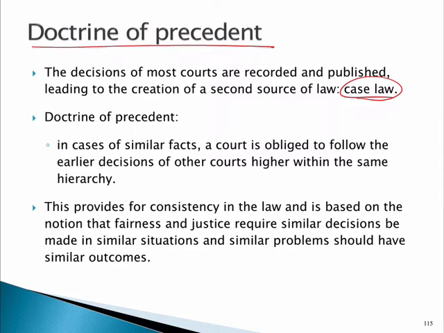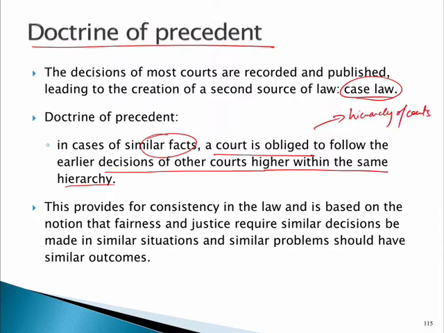The Doctrine of Precedent, sometimes called stare decisis in Latin, is really just saying that courts are obliged to follow the decisions of other courts higher within the same hierarchy. So where we've got a similar kind of situation facing a court that has already been decided at a higher court, the lower court must follow what that court said. That, of course, is one of the reasons why understanding the hierarchy of courts is so important, because the Doctrine of Precedent only really applies to those decisions that are made by a court higher in the hierarchy that we're actually dealing with.